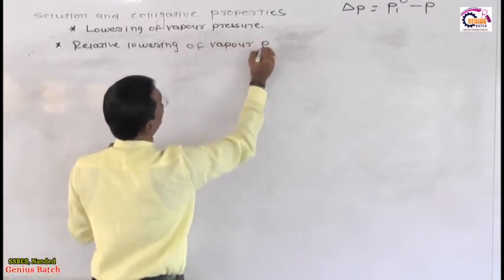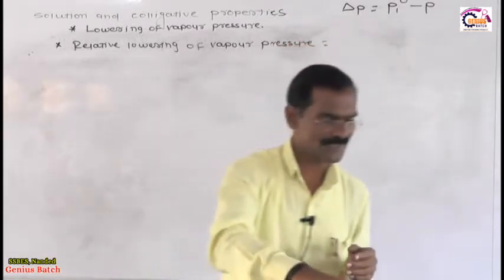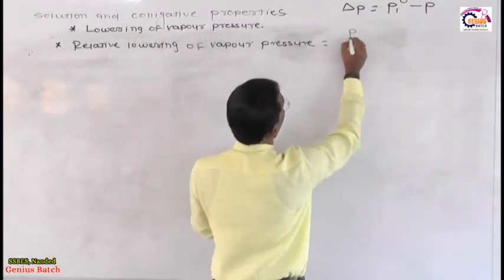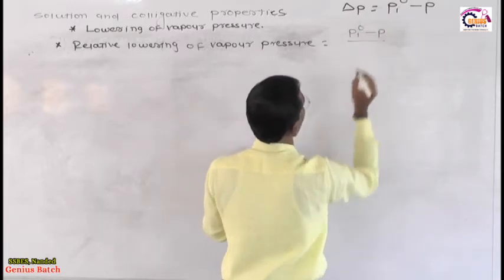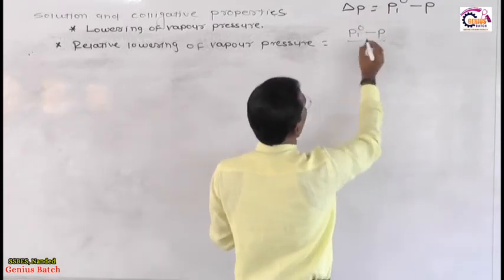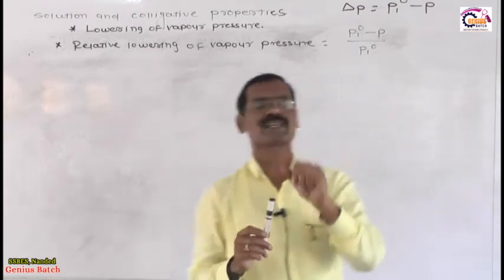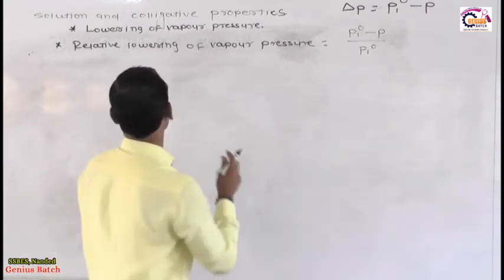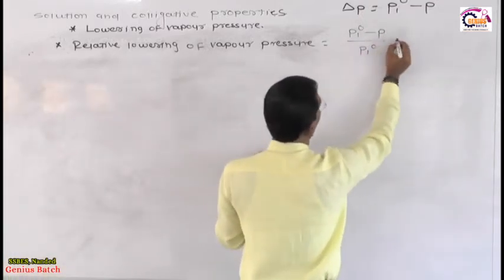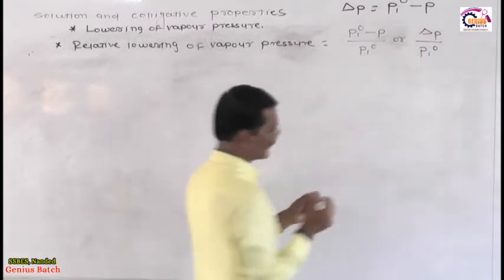Listen very carefully. What is the meaning of relative lowering of vapor pressure? How do we calculate it? It is a very simple thing. If you want to define the relative lowering of vapor pressure, it is the ratio of the lowering of vapor pressure to the vapor pressure of the pure solvent. We say it this way: delta P divided by P10. What is the meaning of delta P?